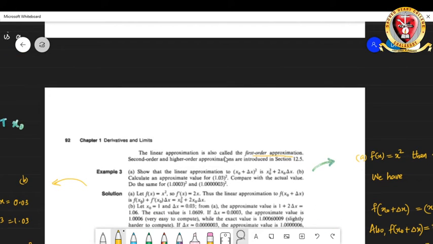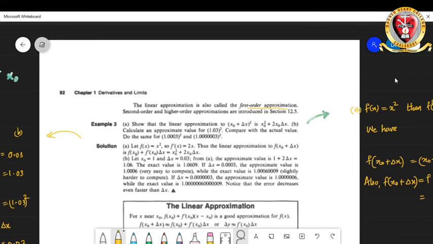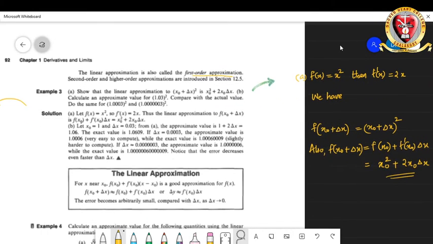Okay, this linear approximation is also called the first order approximation. Please note that too. Now we'll deal with example 3. Example 3 says that we have to find the linear approximation of x naught plus delta x the whole square, and we have to claim that the linear approximation is the expression shown here.